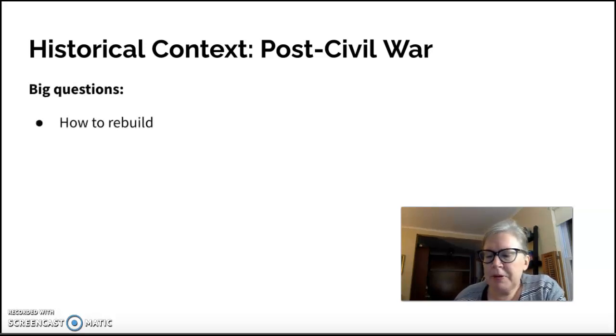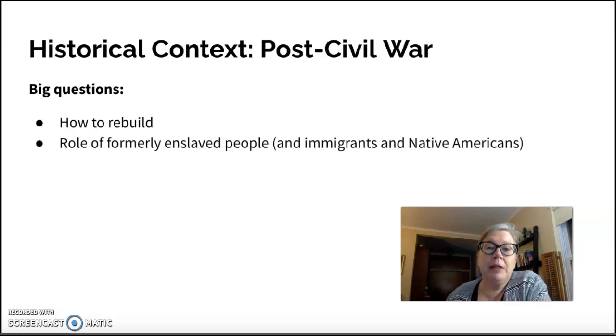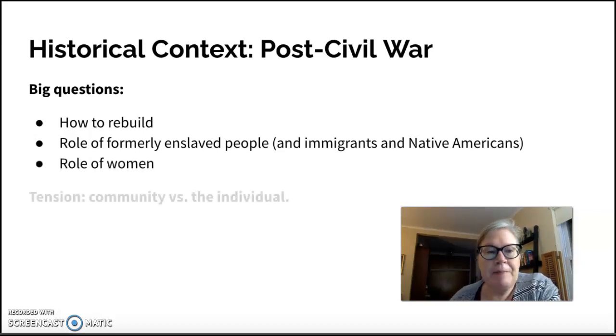As you might remember, the Reconstruction period is a period about rebuilding after the devastation of the Civil War. So there were some pretty big questions that Americans were contemplating, including how to rebuild from that devastation. What is the role of formerly enslaved people, as well as immigrants and Native Americans? What is the role of women?